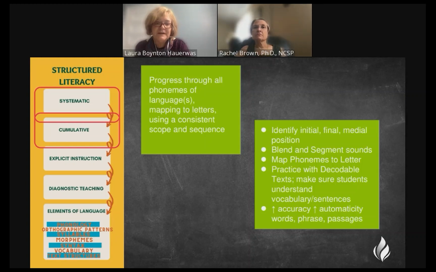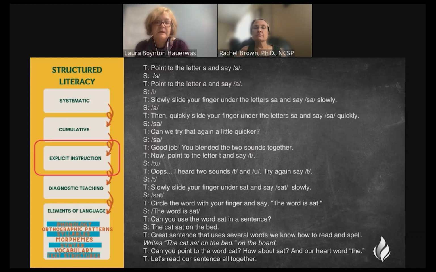fluent reading. We do this using an explicit instruction model where we model a lot, right? Sound-letter correspondences. We are looking for lots of student engagement, opportunities for students to respond and practice and receive immediate corrective feedback as they're reading.